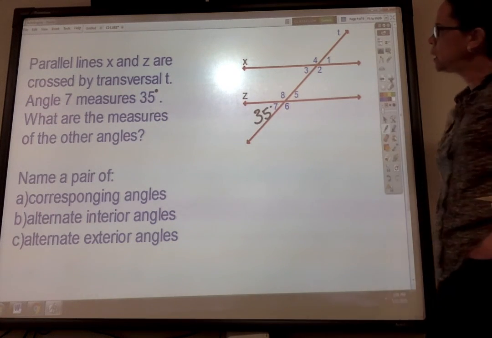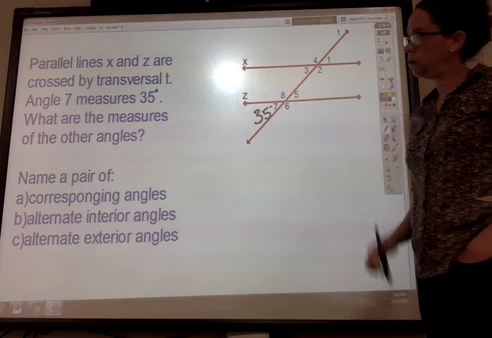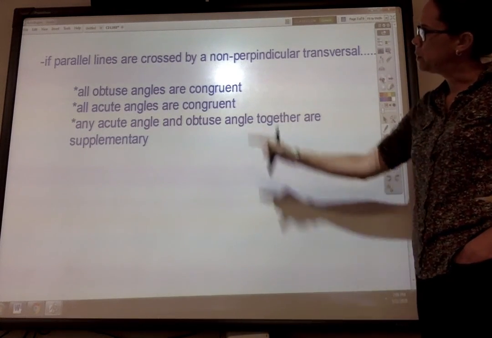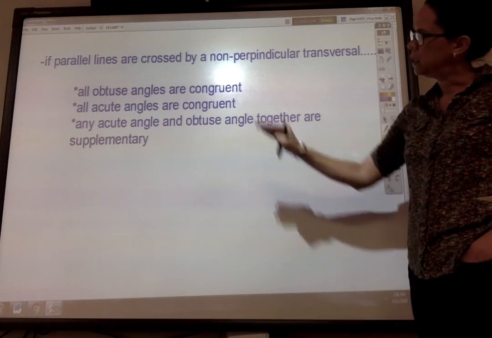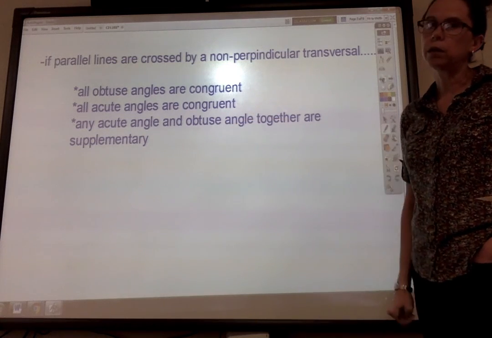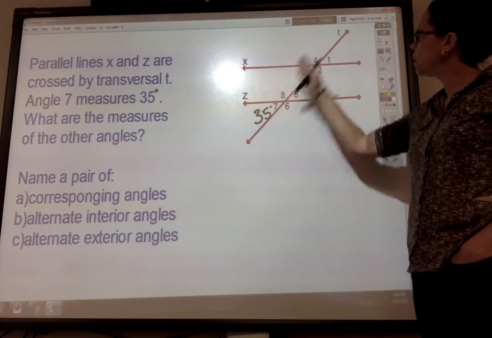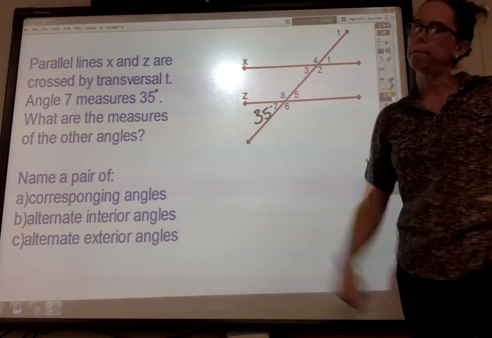So using the knowledge that we have from this previous slide, that all obtuse angles are congruent, all acute angles are congruent, and any acute angle and obtuse angle are supplementary, pause your video and see if you can figure out what all the rest of the angles measure.